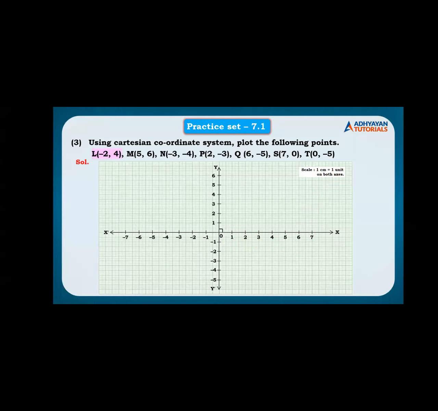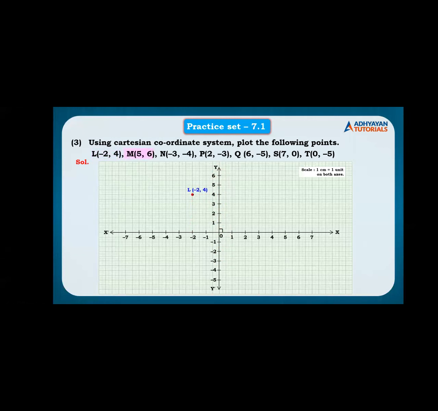Now L is minus 2 comma 4. So in order to locate L, we all know पहले वाला coordinate is nothing but x coordinate. तो minus 2 on x axis is here, right? तो यहां से एक perpendicular, and then 4 on y axis is here, और यहां से एक perpendicular. The point where they meet is this particular point, and hence this is L. I hope you people have understood how to locate L.